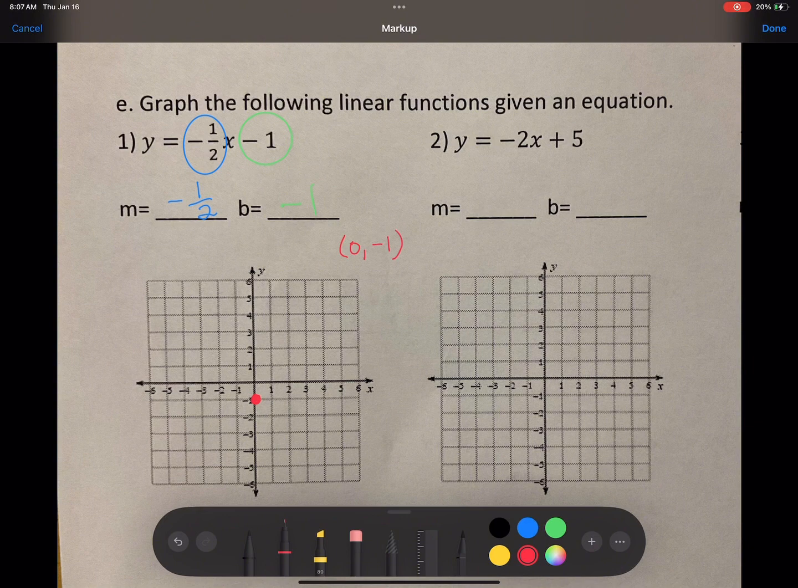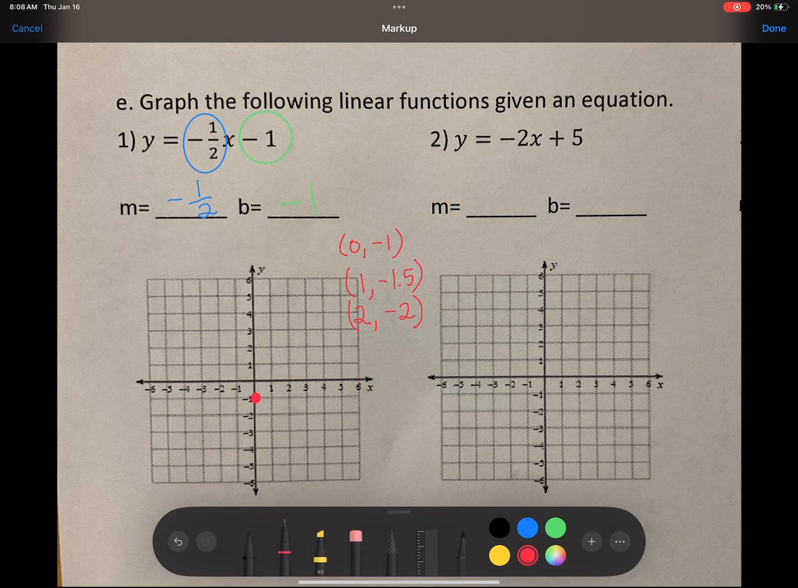My next number, I could use 1. If I plug in 1 times -1/2 is -1/2. -1 is going to be plus a -1, so we're going to get -1.5. All right, my next value that I'm going to plug in for my x is 2. 2 times -1/2 is -1. -1 minus 1 is -2.